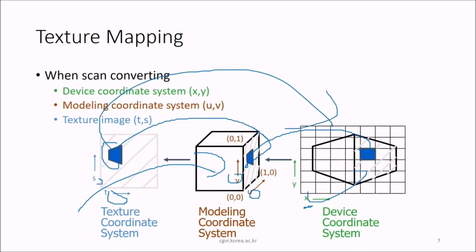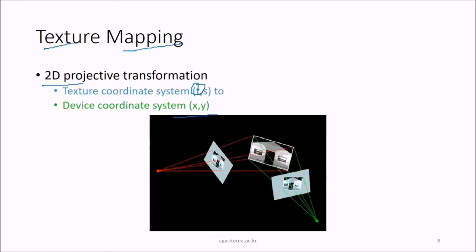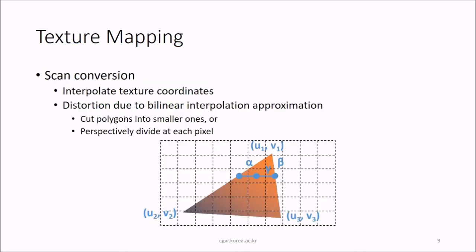So the ultimate aim is to take the texture and place it on the device at a particular place. So this is a 2D projection transformation, that is, texture coordinate system to device coordinate system. In this texture mapping, we do the scan conversion. So what we do is interpolate texture coordinates. There is a distortion due to bilinear interpolation approximation.